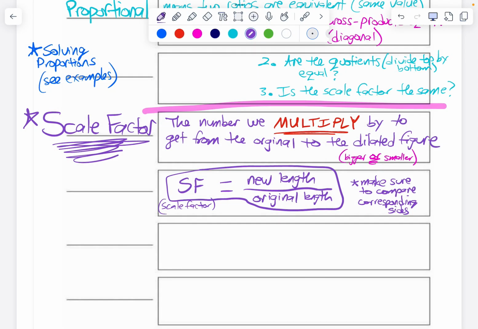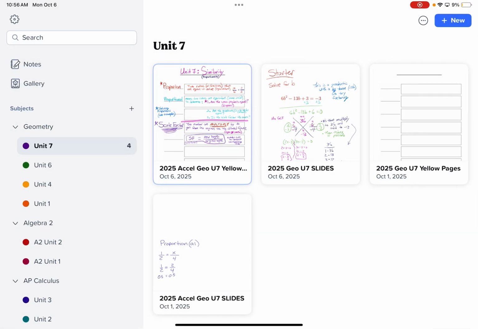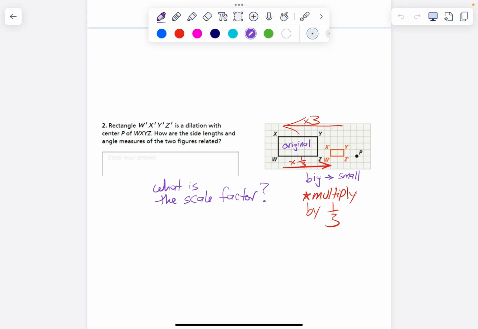In other words, don't just willy-nilly compare sides and divide or whatever to find your scale factor. Make sure you're comparing corresponding sides. So new length over original length will get you there. Everybody good? Got what you need? I know the first day of a unit, there's always a lot to talk about. Sorry. It's just the way it goes.